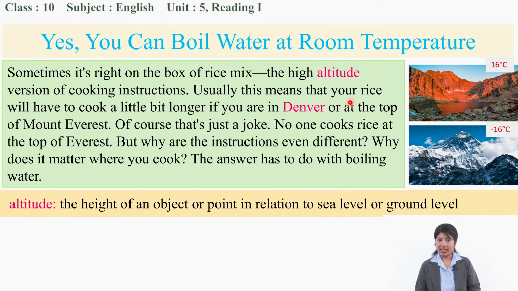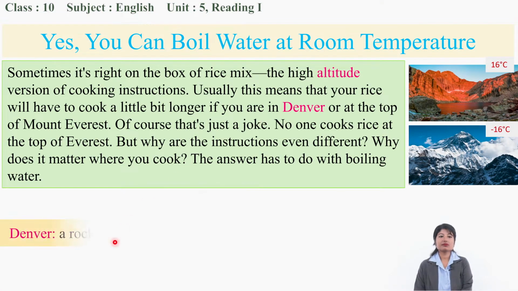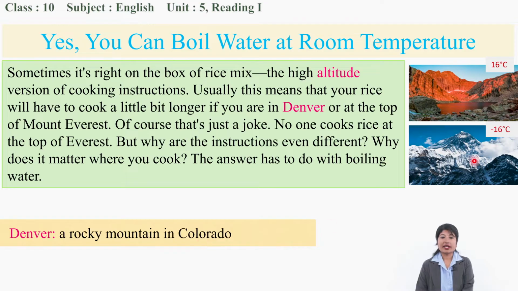Usually this means that your rice will have to cook a little bit longer if you are in Denver or at the top of Mount Everest. Denver is a place name, in the Rocky Mountains of Colorado, right? Here I have brought pictures of Denver and Mount Everest. Both pictures are here.